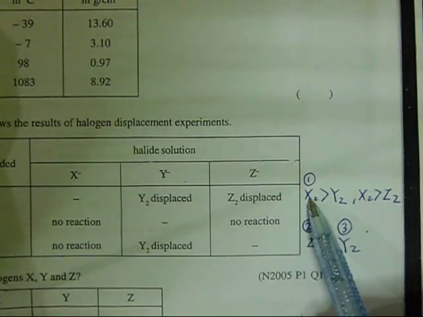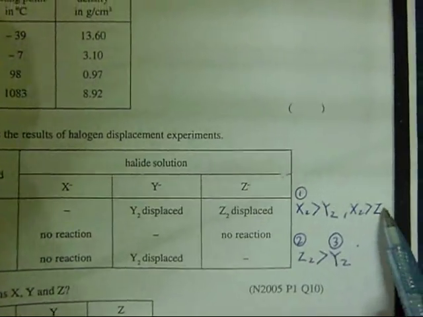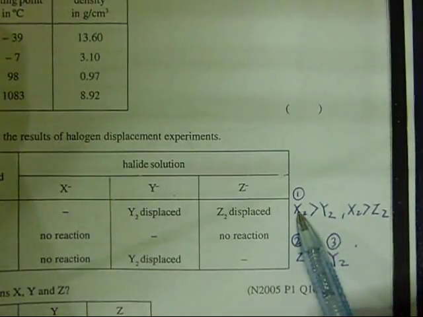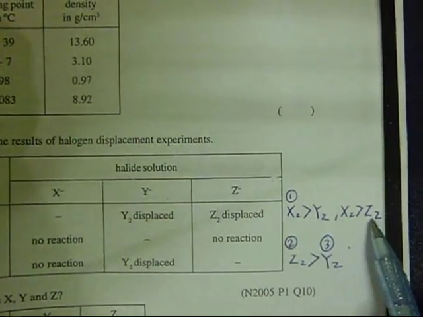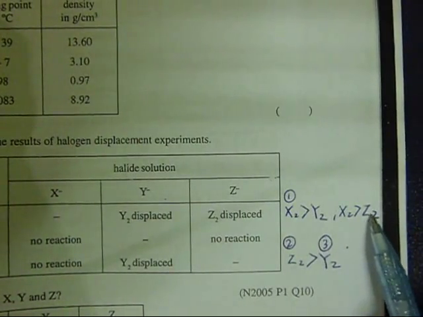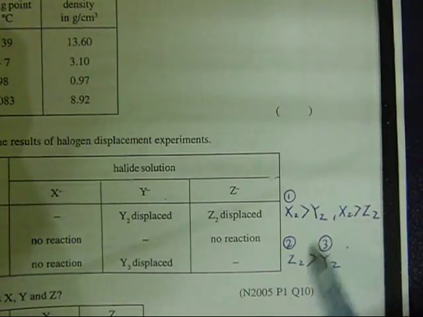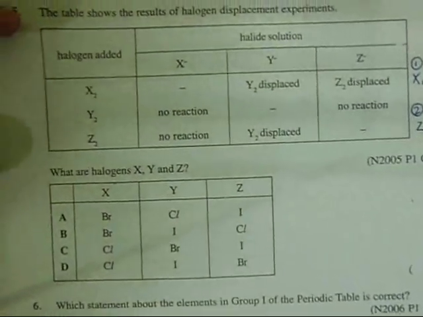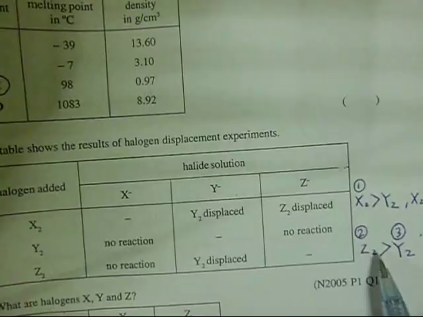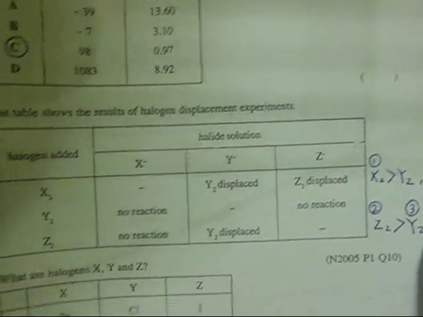Okay, X is more reactive than Y. X is more reactive than Z. So X is number one. And then for Z, X is more reactive than Z, so Z loses out to X, but then Z beats Y. So number 2, the second most reactive would be Z. So the most reactive is X, second most reactive is Z, third most reactive is Y.